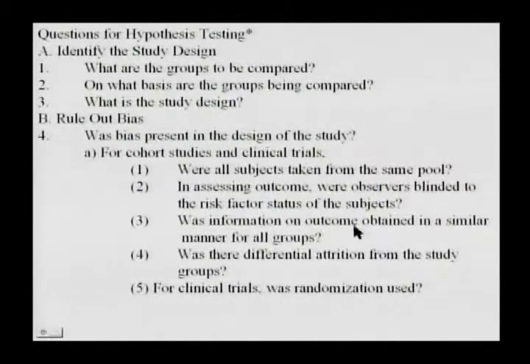Was the information on the outcome obtained in a similar manner for all groups? So the inter-assay variation and the intra-assay variation is extremely important in this context. Was there different attrition from the study groups? This is the dropout. Were there any loss of data points? Were they justified? And do any of them need to be included throughout? And of course, randomization is extremely important.